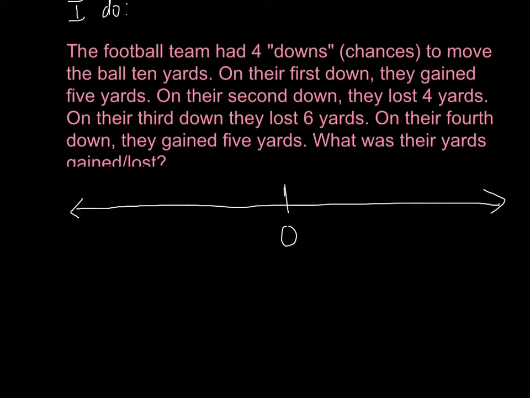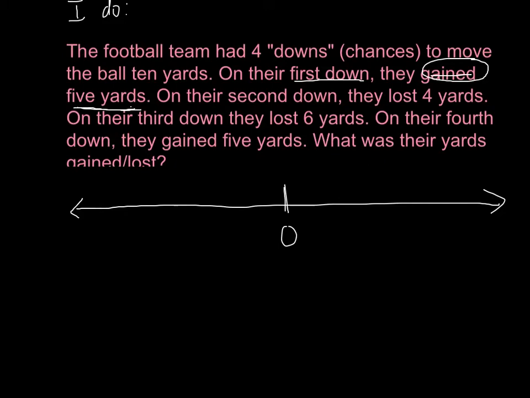Okay, and we'll call 0 that line of scrimmage, the point where they began their 4 attempts. This looks like a lot of information, but just like I've been telling you, don't shove the whole waffle in your mouth, just take everything piece by piece. So we know that they have 4 chances to move the ball 10 yards. On their first down, their first chance, they gained 5 yards. Gained is a good thing. Gained is a positive word. So they went forward, which is what they were trying to do, by 5 yards.